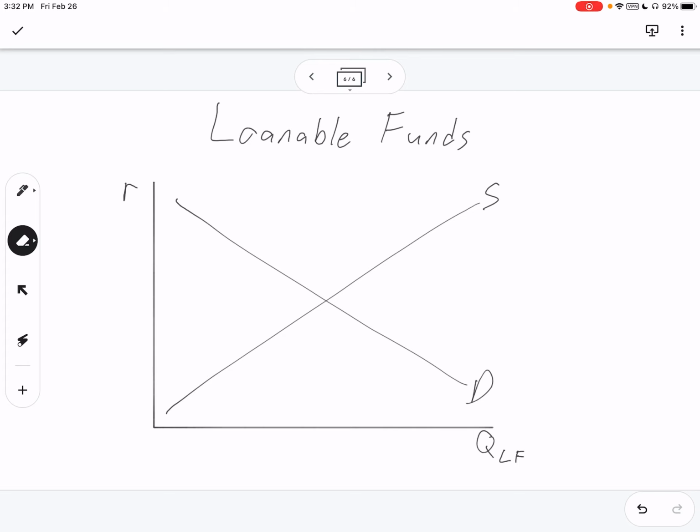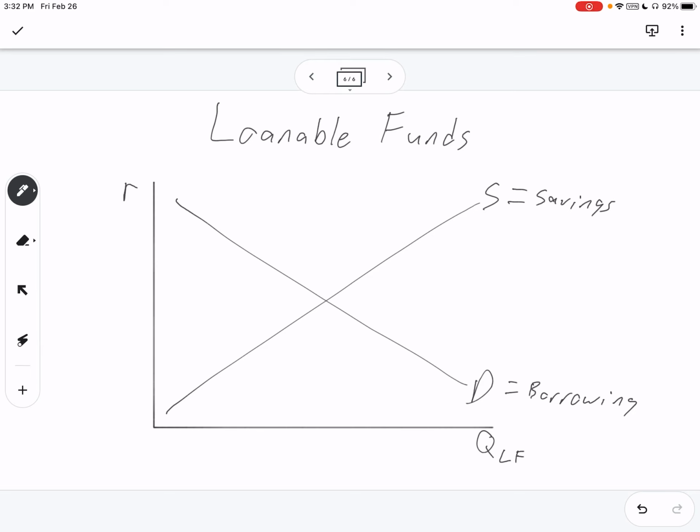Who's the supply of loanable funds? For the most part, savings. You save your money in the bank. Savings, for the most part, is the supply of loanable funds. I don't want to say it's the only thing, but it's a big thing. Supply of loanable funds mostly equals savings. And the demand for loanable funds mostly equals borrowing.